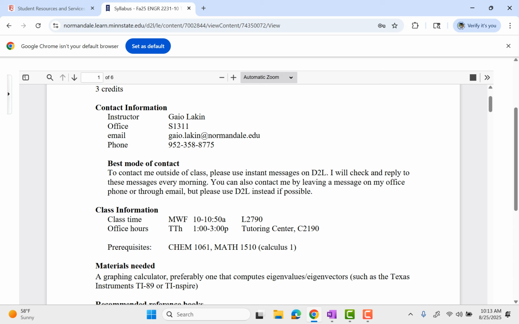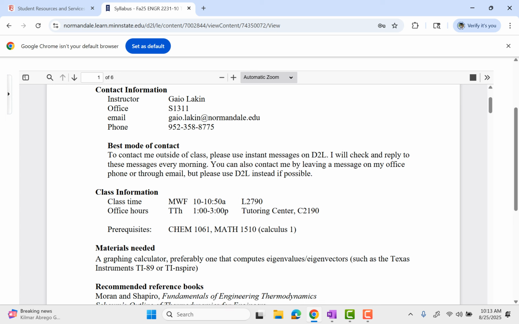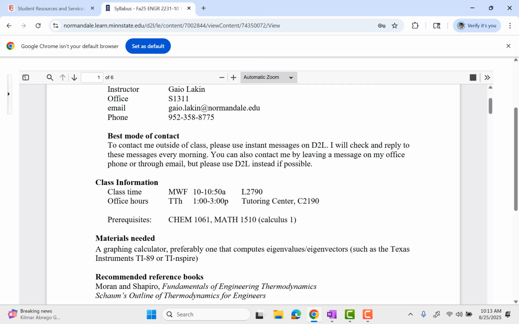This is my office. You can contact me by email, although I'll tell you in a second that there's a way I'd rather talk to you that seems to work better. There's a phone number. You can leave a message on my voicemail. I'm not usually sitting in my office, but if I'm there, I'll pick up the phone.